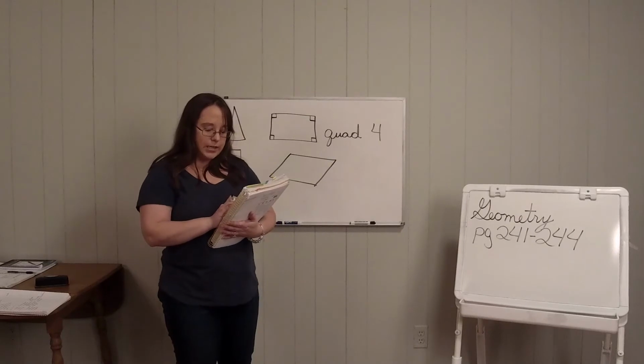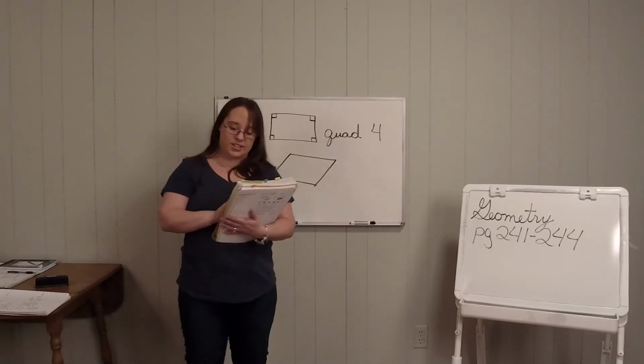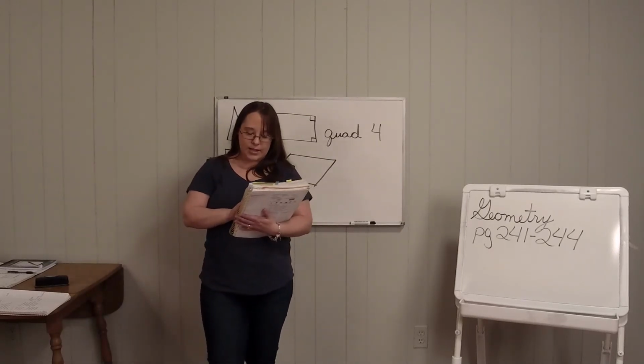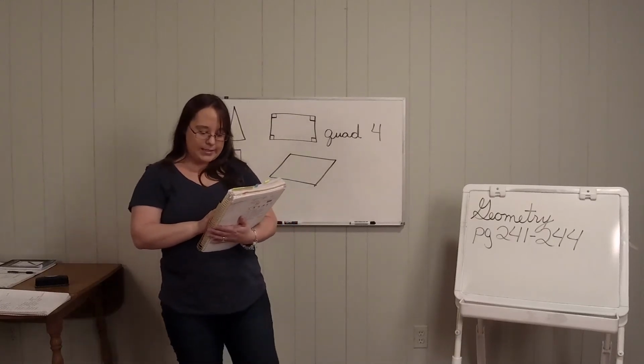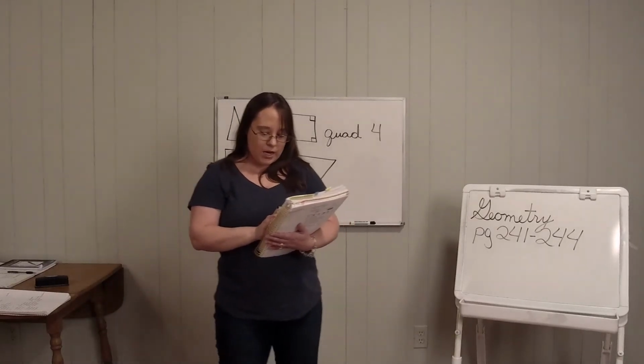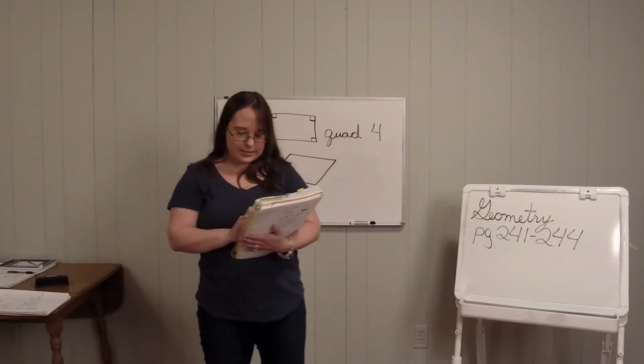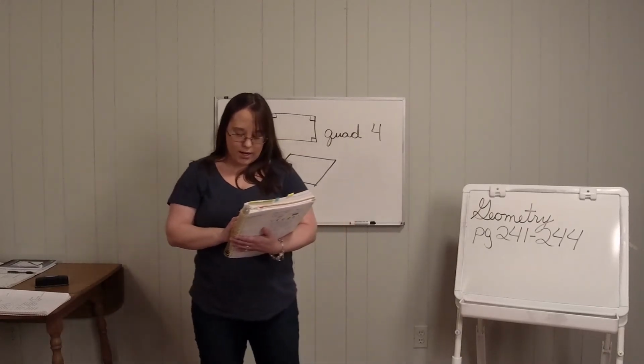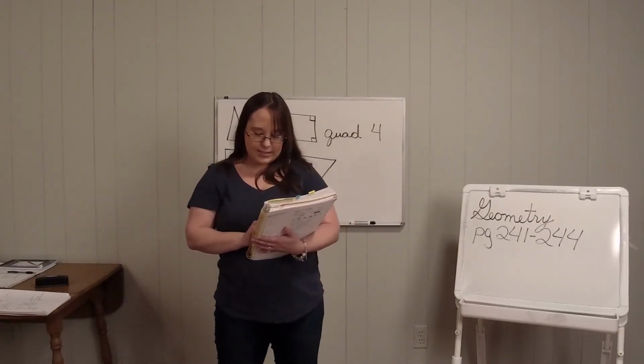A pentagon is a polygon with 5 sides. A hexagon is a polygon with 6 sides. A heptagon is a polygon with 7 sides. An octagon is a polygon with 8 sides.